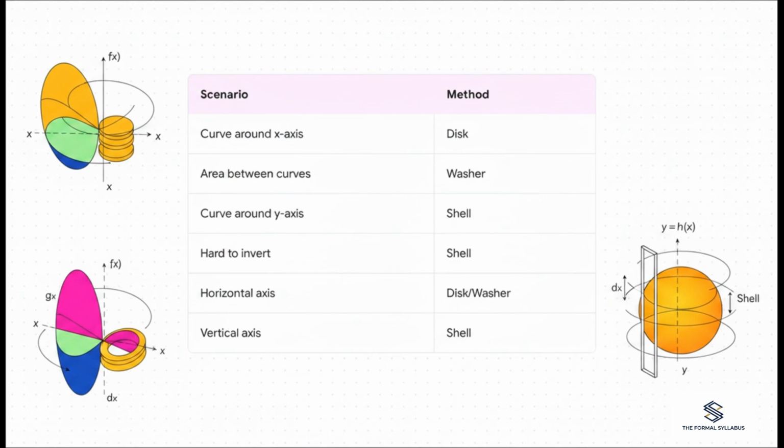Now, what's really interesting about this slide is that it is essentially your ultimate cheat sheet. It clearly shows how the underlying math dictates the best method to use. For instance, say you're revolving around the y-axis, but your given equation is in terms of x, and it's practically impossible to invert. Well, the shell method is your best friend there. It lets you keep your rectangles parallel to the y-axis so you can just easily integrate with respect to x. The geometry literally dictates the easiest path.